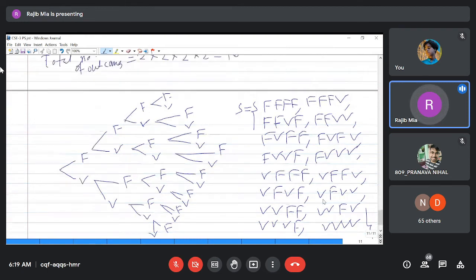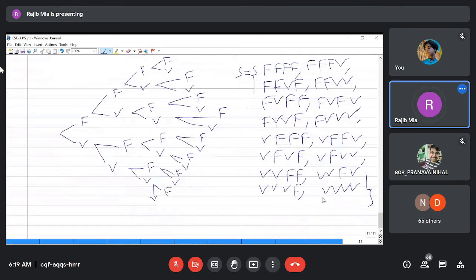So the first part is what are the 16 outcomes in the sample space? So this is the sample space. This is part A. List all outcomes in the sample space S. Okay. Next, part B.